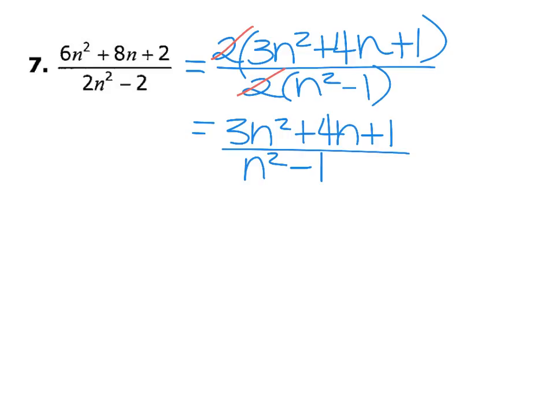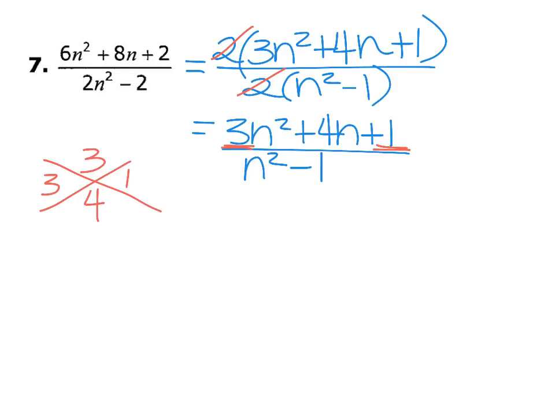Now, our numerator, we need to factor, and because a is greater than 1, we have to be careful when we're factoring here. So we want to do our diamond, and we want to multiply a and c together, and we get 3. And then our b is going to go on the bottom, so 4 goes on the bottom. We want 2 numbers that multiply to 3, add up to 4, and that would be 3 and 1.